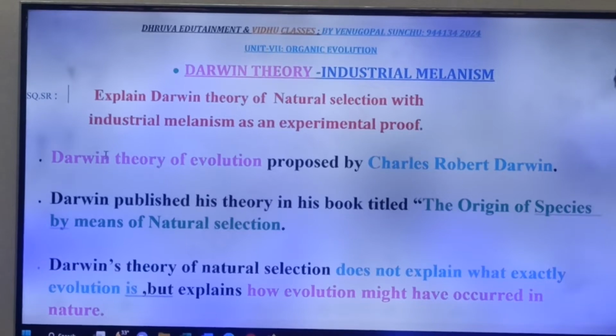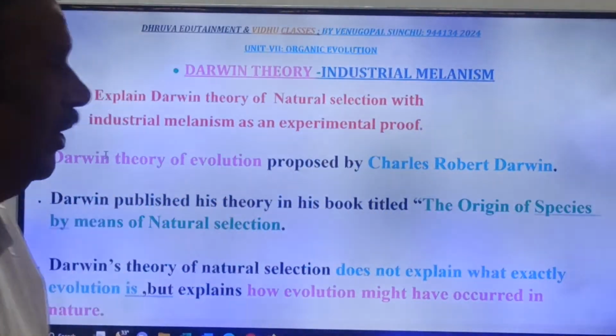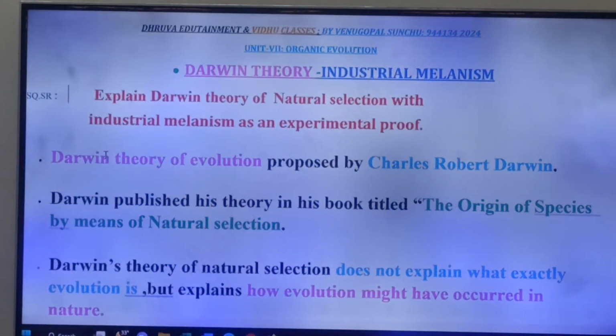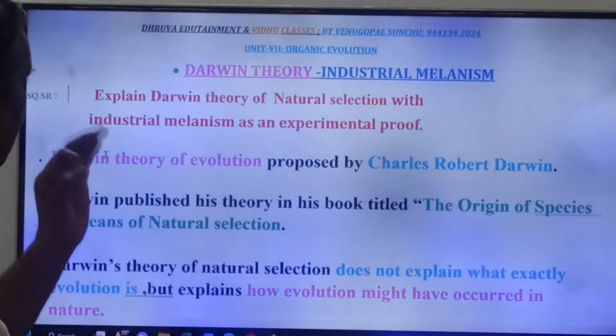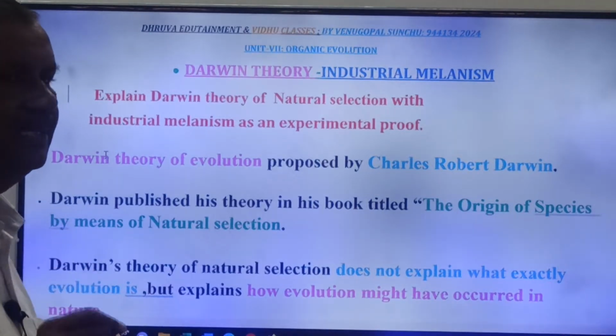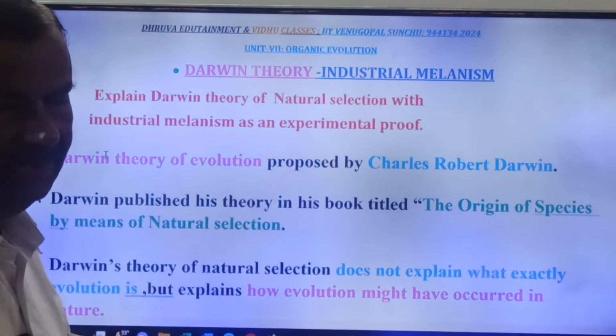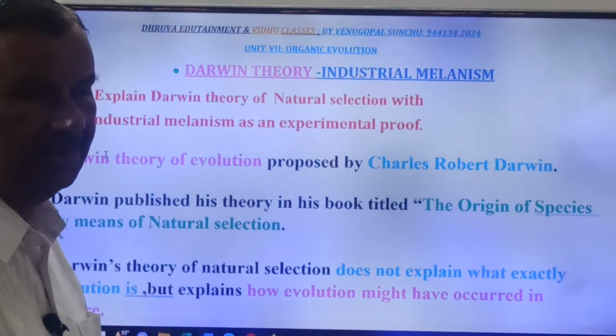Friends, this video is from intermediate second year geology, from organic evolution, Unit 7. What is our question, friends? Explain Darwin theory of natural selection. Friends, Darwin theory of natural selection with industrial melanism as an experimental proof. Here you have to explain about the Darwin theory.